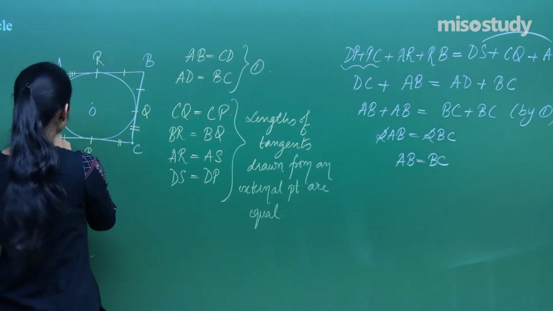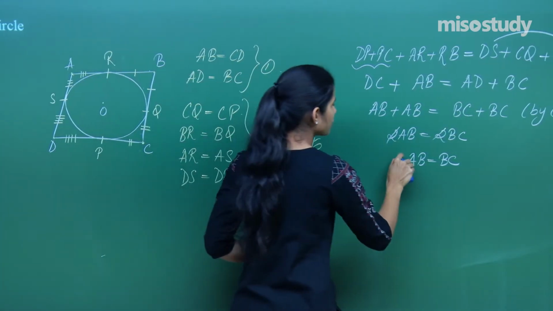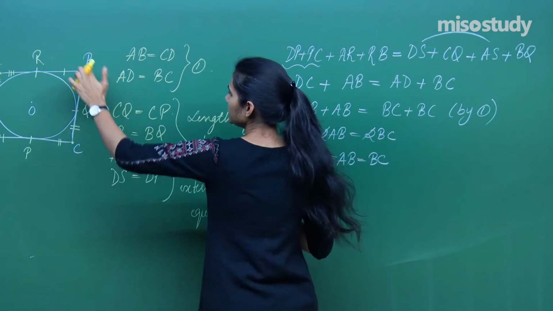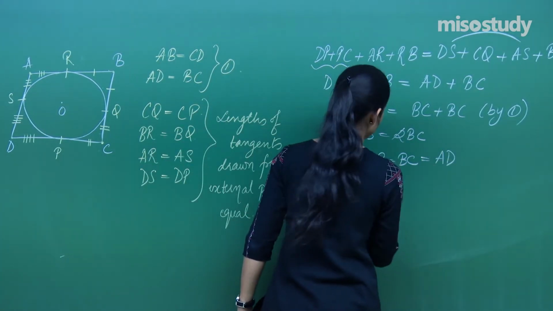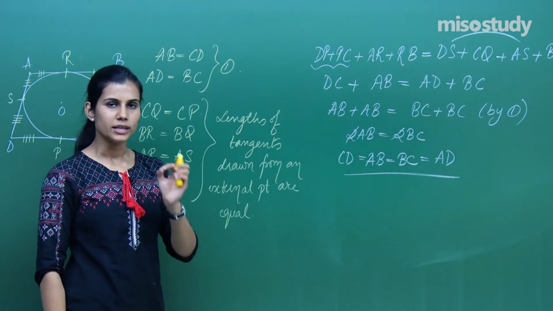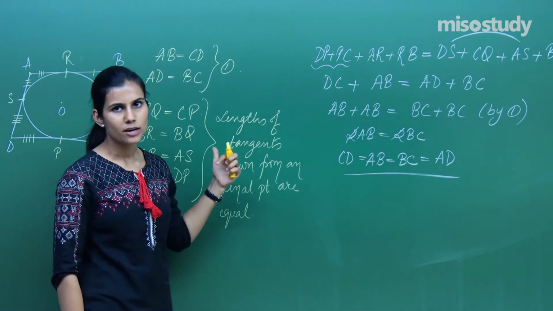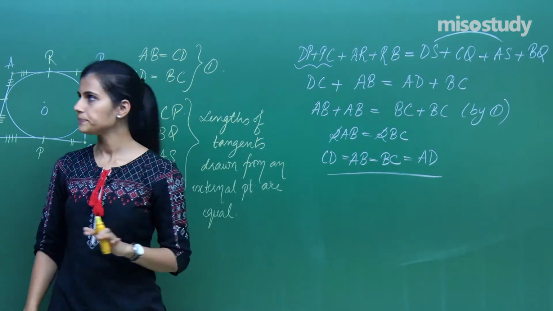But AB was equal to CD because opposite sides are equal in a parallelogram. AB was actually equal to CD and BC was actually equal to AD. And so you are getting that all 4 sides are equal in length. And therefore this parallelogram in which all 4 sides are equal is now a rhombus.